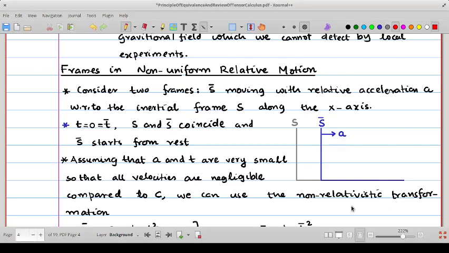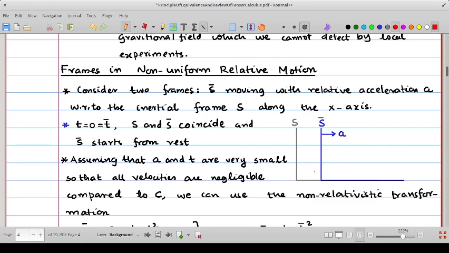We will now discuss another principle that forms one of the backbones of the relativity theory, called the principle of covariance. To demonstrate this, we first consider two frames in non-uniform relative motion. Consider a frame S and another frame, say S bar, where S bar is moving with relative acceleration a with respect to the frame S, and this acceleration is along the x-axis.